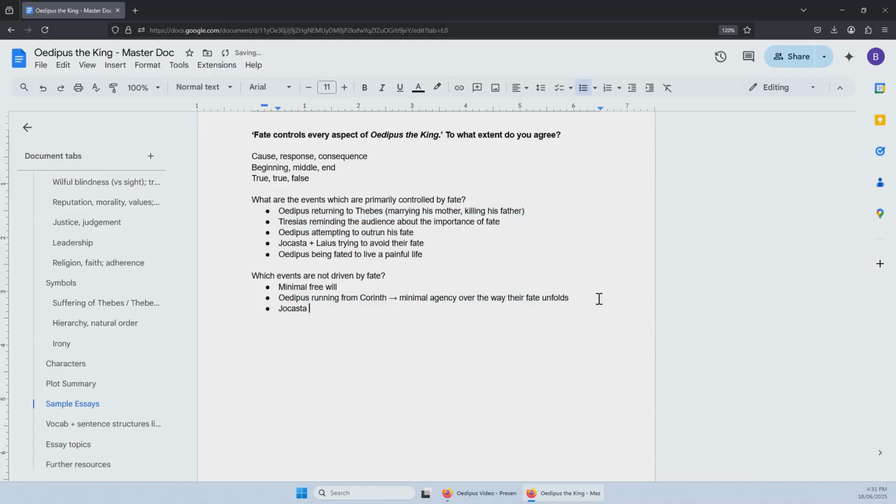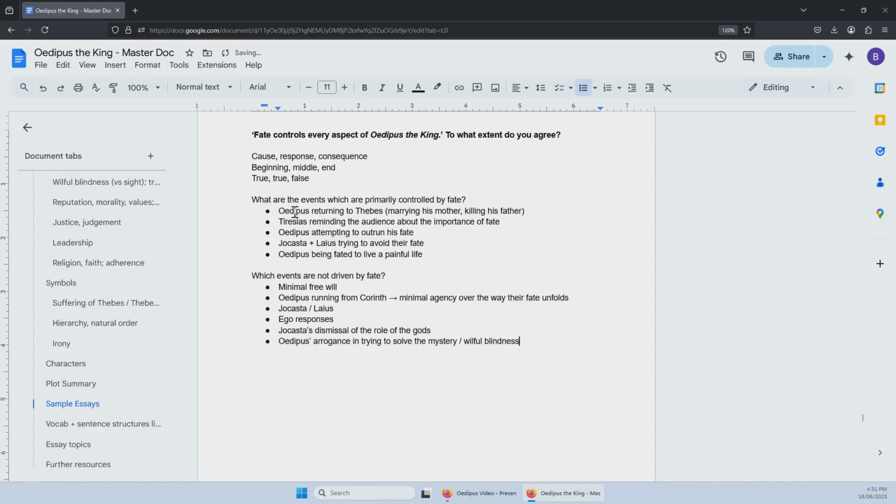Jocasta, you can do exactly the same thing. Laius as well, although he's not a speaking character. And you could also consider what else is not driven by fate. So I'd be thinking about ego responses. So potentially Jocasta's dismissal of the role of the gods. And I would also be thinking even more importantly about Oedipus's arrogance in trying to solve the mystery and also his willful blindness.